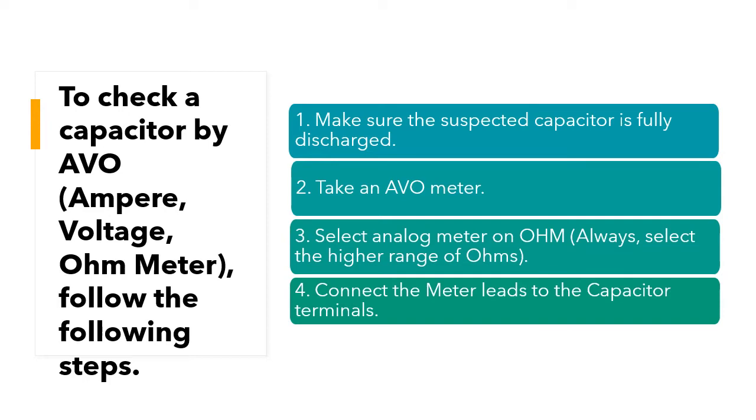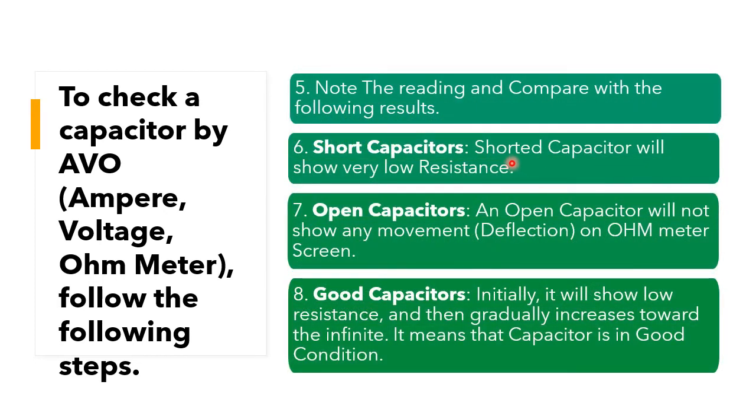To check a capacitor by an analog multimeter, follow these steps. First, make sure the suspected capacitor is fully discharged. Second, take an AVO meter. Third, select analog meter on ohms and connect the meter leads to the capacitor terminals. Fifth step is take note of the reading and compare with the following results.